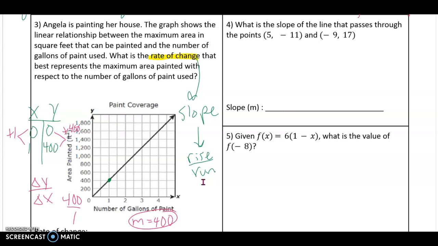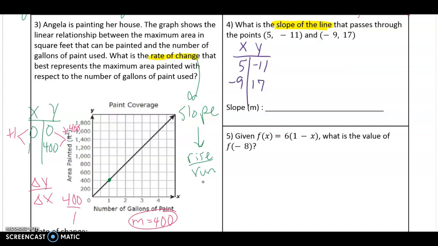Okay, guys, so hopefully you have tried question number 4. And once again, it is asking us for the same thing. It's asking us for the slope of the line. Now, a lot of us use the slope formula, but to me, the easiest way here is to make a tiny table. I'm going to put in the first point, 5, negative 11. 5 is the x, negative 11 is the y. Then I put in the second point, negative 9, 17.